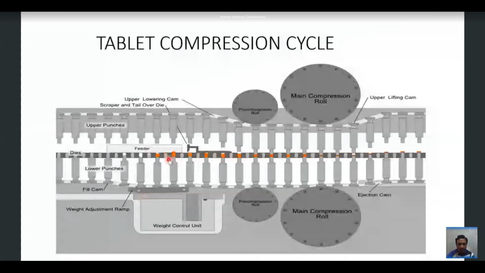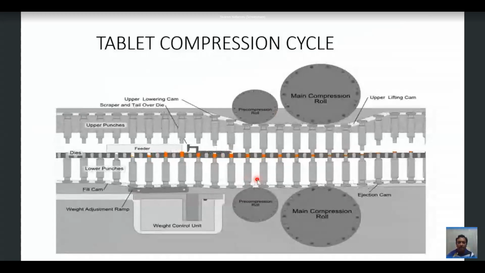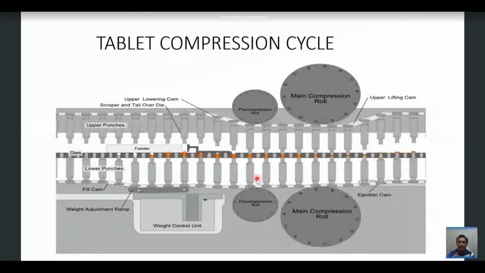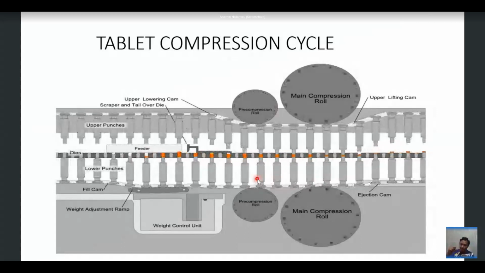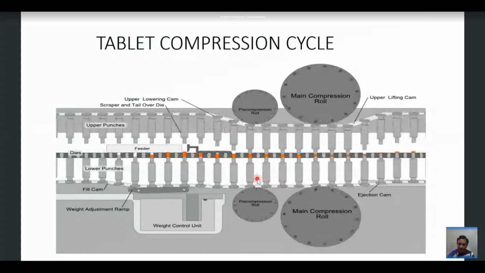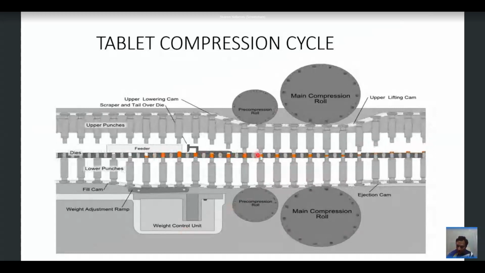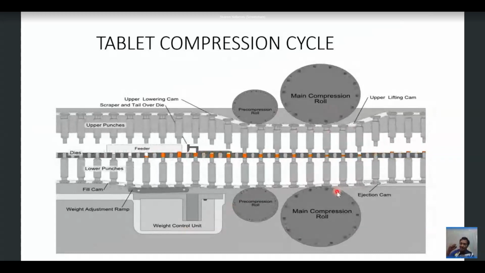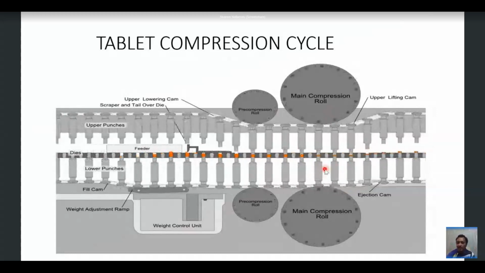The excess is removed by this scraper, and see, the lower punches are coming below the pre-compression roll. What happens is primary compression will take place. That means the granules which are filled into the die get compressed first. Then further, the compressed granules will move under the main compression roll. The main compression roll will give more hardness to the tablet. Thereby the granules become more compact, and it results in a solid dosage form.